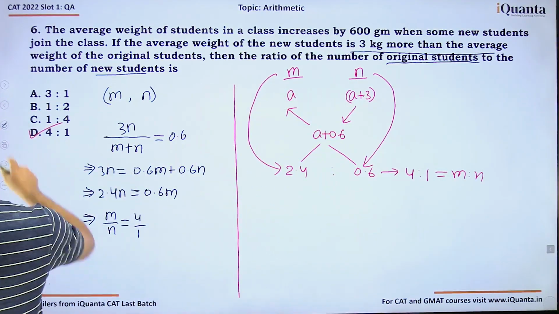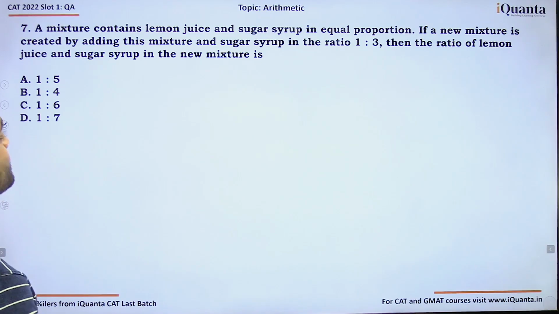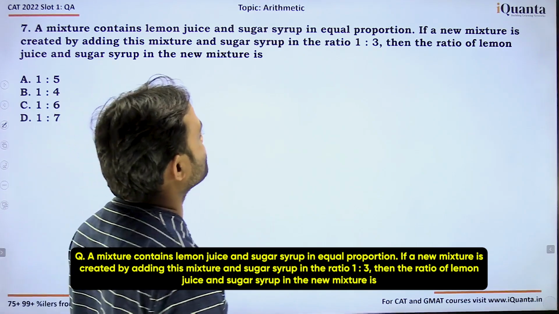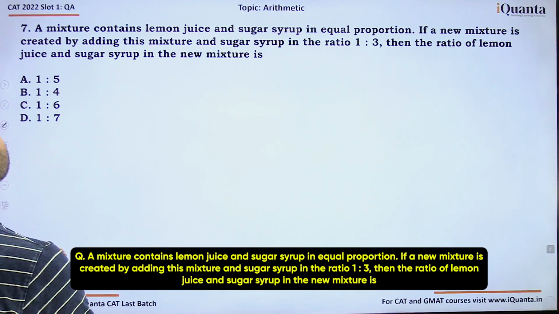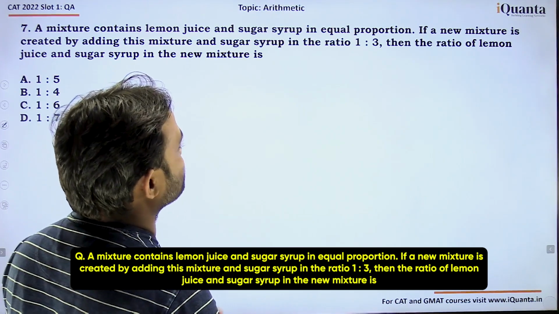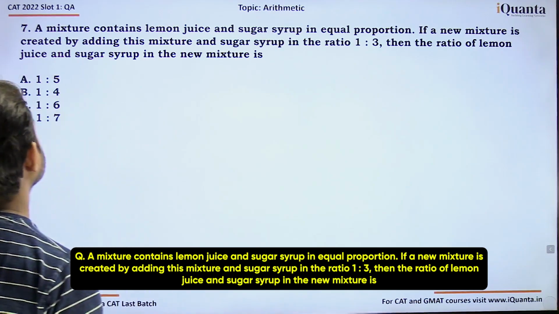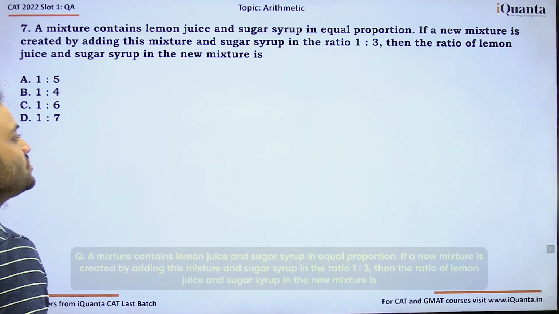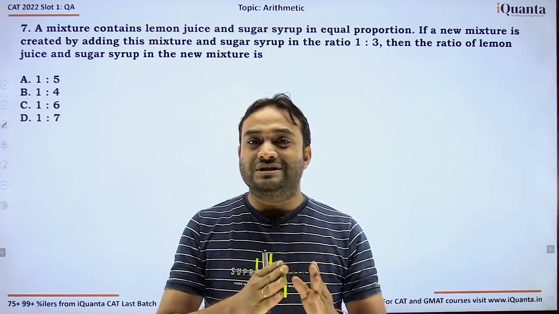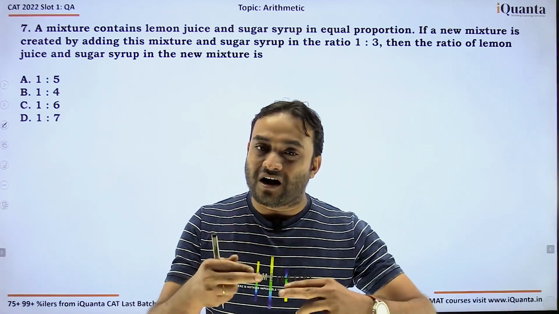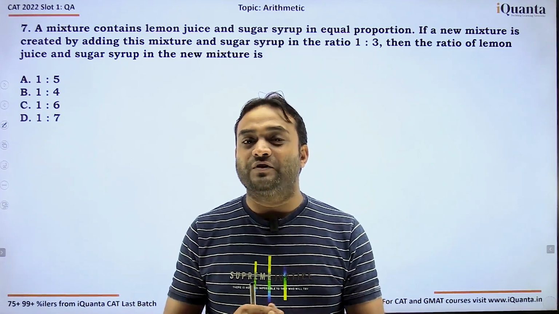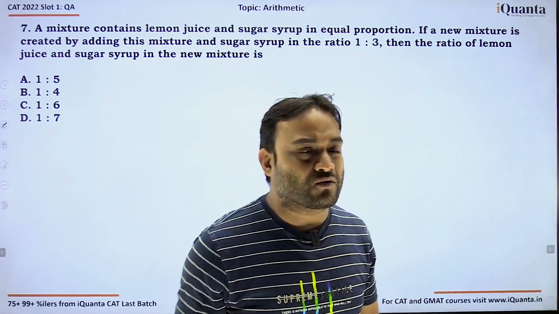How to use alligation. Now question number 7, it says a mixture contains lemon juice and sugar syrup in equal proportion. If a new mixture is created by adding this mixture and sugar syrup in the ratio 1:3, then find the ratio of lemon juice and sugar syrup in the new mixture. This is one of those questions where we suggest you should scan the questions when you start the quantitative aptitude section, and you will find a few questions which can be solved within 30 seconds with no calculation at all.